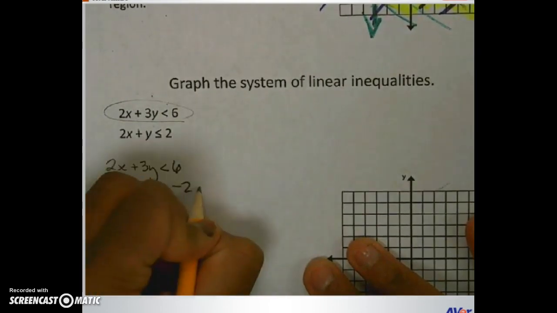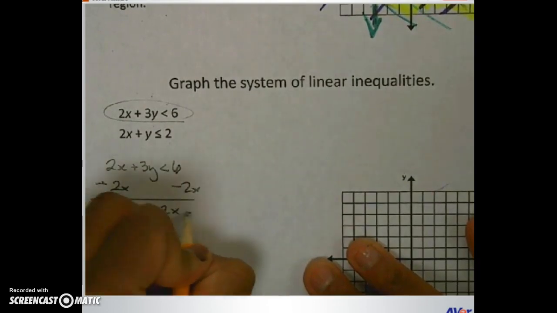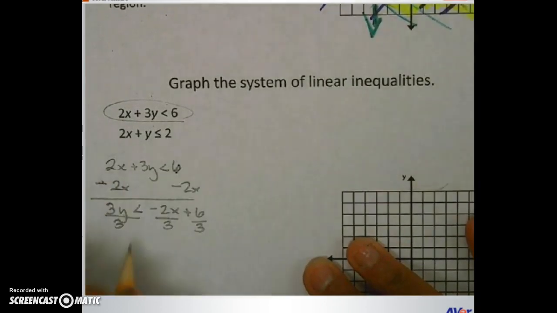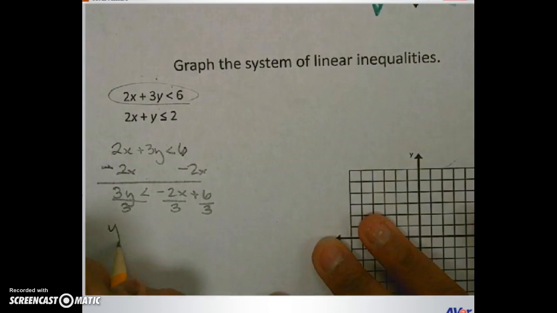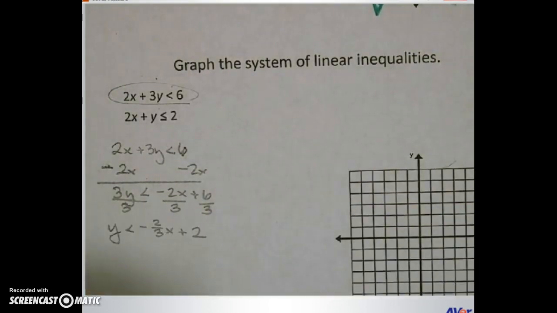So subtract 2x on both sides. 3y is less than -2x plus 6. Divide by 3, divide by 3, divide by 3. I do divide each term by 3 just to make sure that I get every single term. So y is less than -2/3 x plus 2. I believe we can graph that.